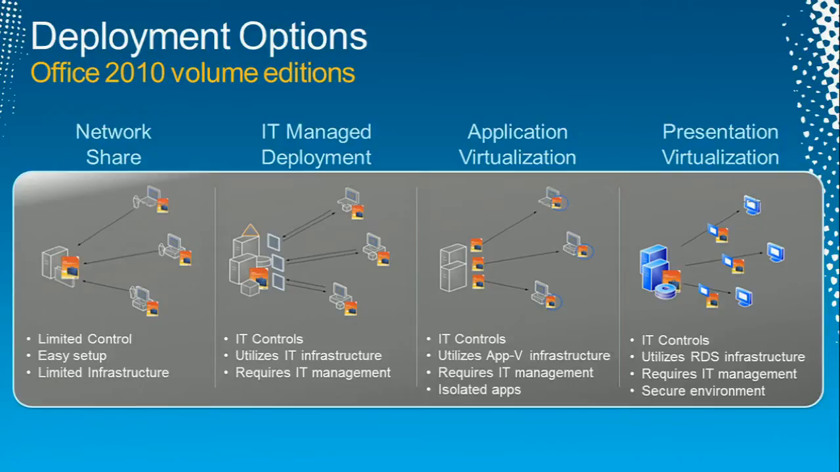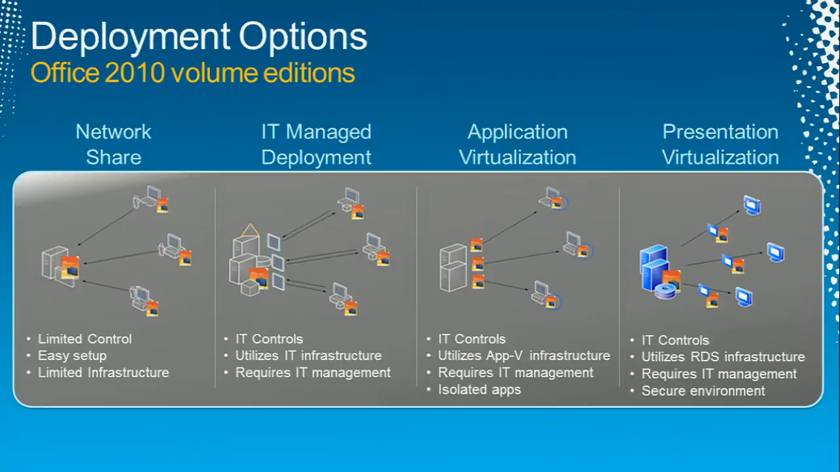I'm going to set a frame of reference here. You're thinking about how to deploy this in an enterprise. Let's first compare and contrast this to what we would do in a volume license world. With Office 2010 Volume License Edition, so Standard or Pro Plus, what are the different options I can use to deploy at a high level? I can do basic network share deployments with some basic scripting. It gives me limited control and is fairly easy to set up from an IT perspective, and it doesn't take much infrastructure.